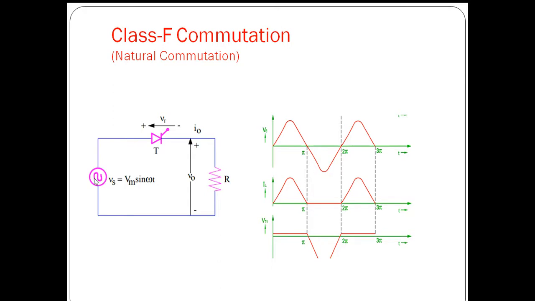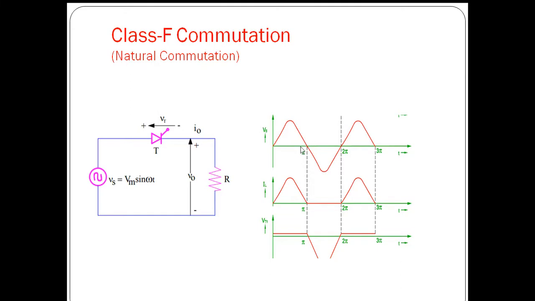So whatever supply will be there, that will appear across the load. So load current will be flowing through the resistance. So it is represented like this. From 0 to pi, load current will be like this. So conduction takes place. Supply voltage will appear across the load. Load current will be like this. The voltage across thyristor will be almost 0 from 0 to pi.